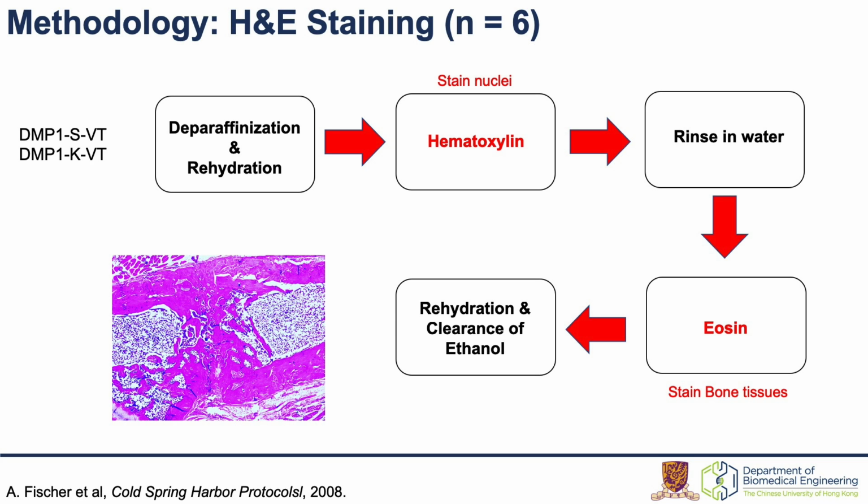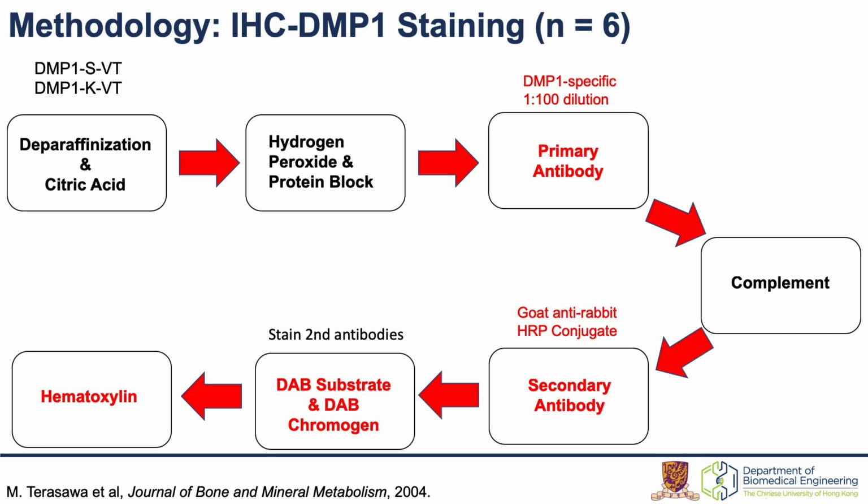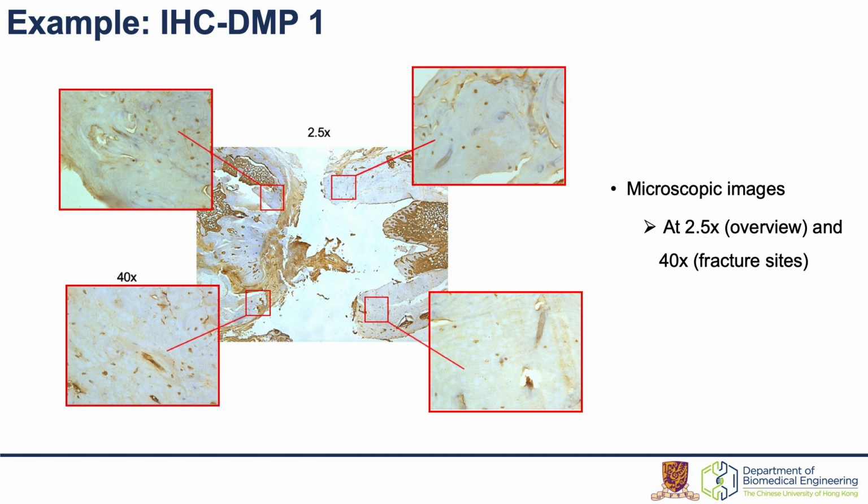When it comes to H&E staining, it is a standardized method to visualize cellular structures. 2 stains were used. The first one was hematoxylin for nuclei, and the other was eosin for bone tissues. IHC staining is to specifically target proteins. In this case, DMP1 was targeted. The primary antibodies adopted were DMP1-specific, and the secondary antibodies were universal, mainly to increase the sensitivity and amplify the signals, since multiple secondary antibodies can bind to one primary antibody at the same time. Also, images at the fracture sites were taken for cell counting.